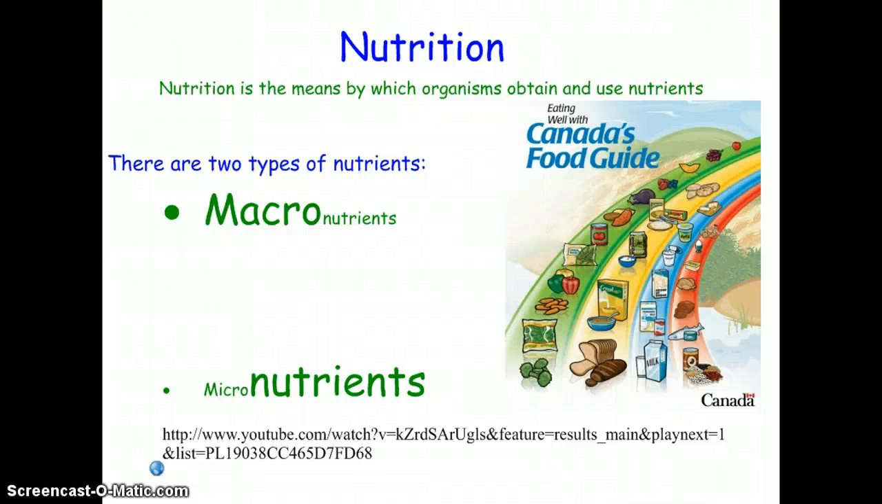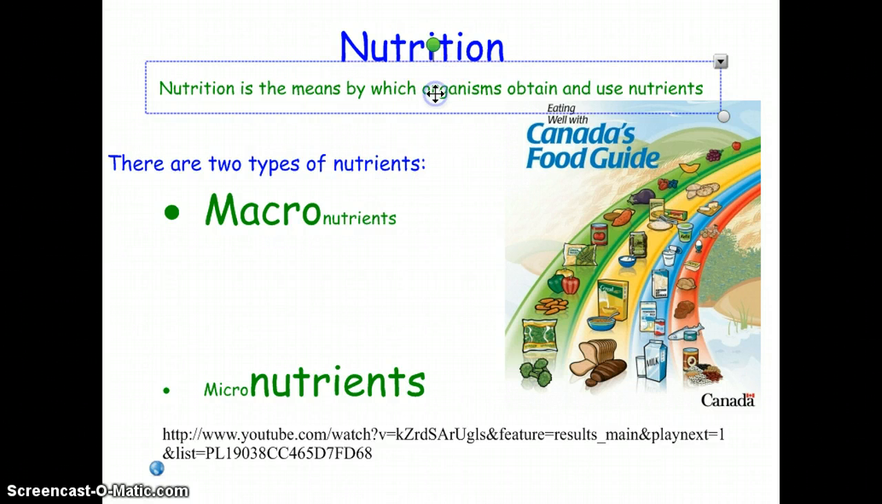So now we can take what we've learned about the anatomy and the function of all the digestive organs, and help us to understand how nutrition works and the different types of nutrients that we absorb through our bloodstream into our bodies. So nutrition is basically the means by which different organisms take nutrients and use them.